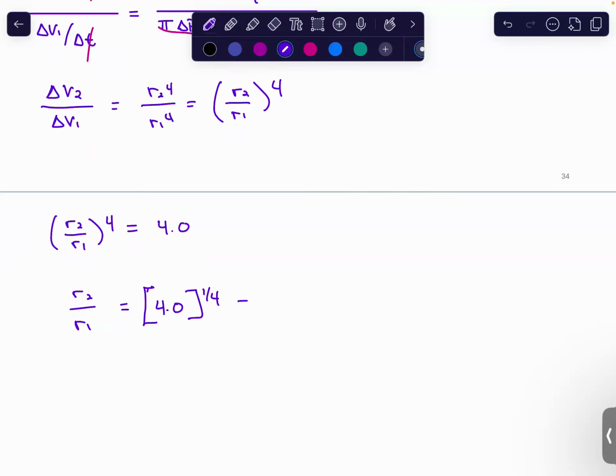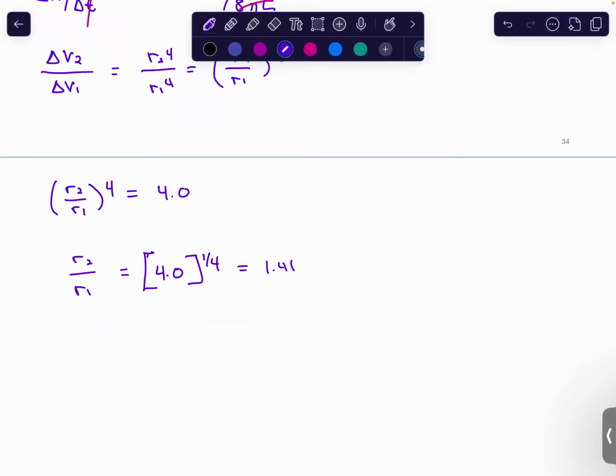When we do that, we get 1.41. So radius 2 needs to be 1.41 times radius 1. So the new radius needs to be 1.41 times larger than the old radius. This is an excellent engineering problem.